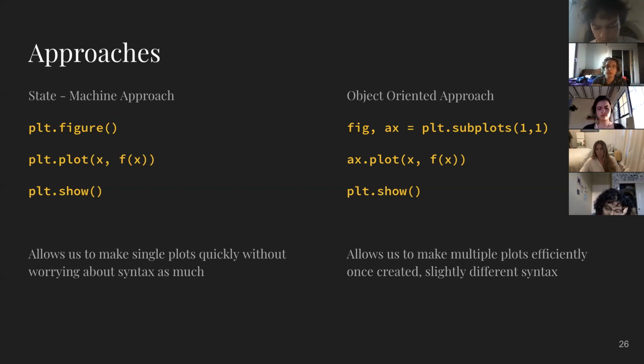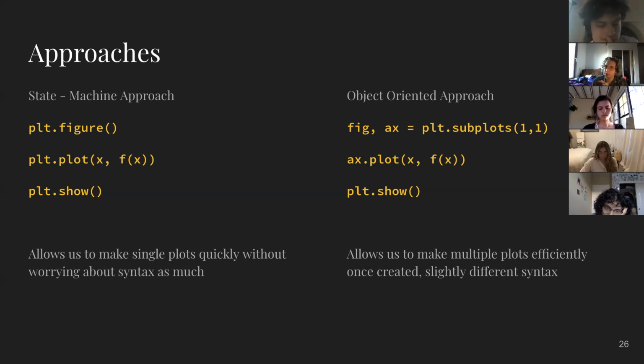Now, the state machine approach is what we showed you a couple days ago. That's the most basic. You only want to make one picture. You don't want to worry about lots of different subplots in this main figure. You just want it quick and dirty. Say I want to plot a curve or my data, and I just want to see what it looks like. Then you go ahead and use the state machine approach.